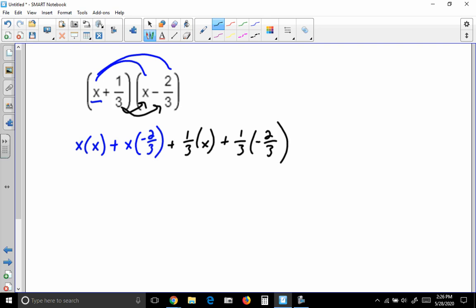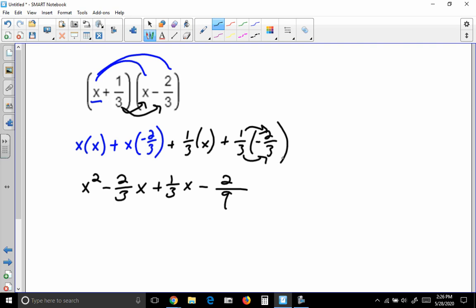So x times x is x to the second. Positive times negative is negative, and x times 2/3 is the same as 2/3 times x. Positive times positive is positive, 1/3 times x. Positive times negative is negative, and remember how we multiply fractions, we go straight across. So 1 times 2 is 2. On bottom, 3 times 3 is 9.